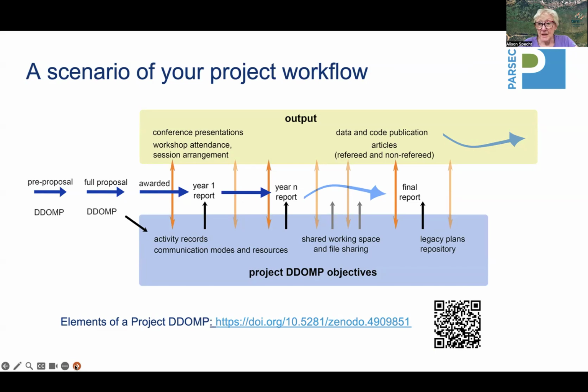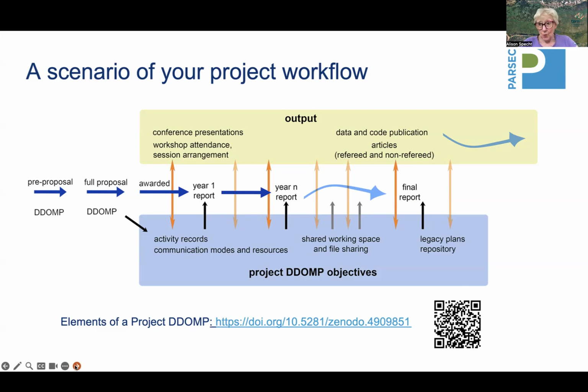In this process, you will be supported by having a good DDOMP, which will cover things like your activity records, help you make decisions about your communication modes and remind you of what you'd planned, and help you create an effective shared working space. We're assuming that if you're Belmont Forum funded, you'll have a physically distributed team of some sort. So a shared working space is a really critical decision. And of course, it will take you out to the end of the project.